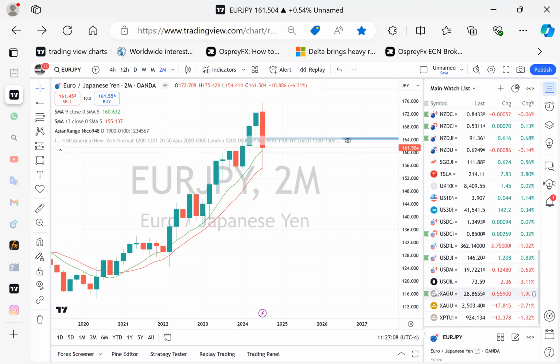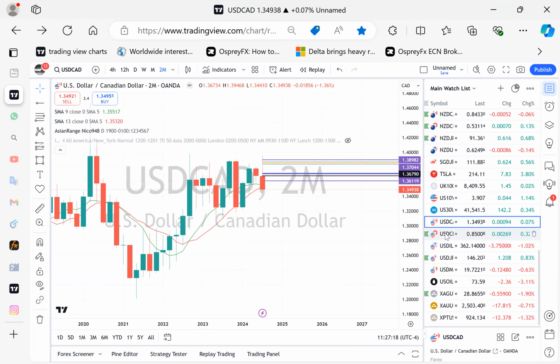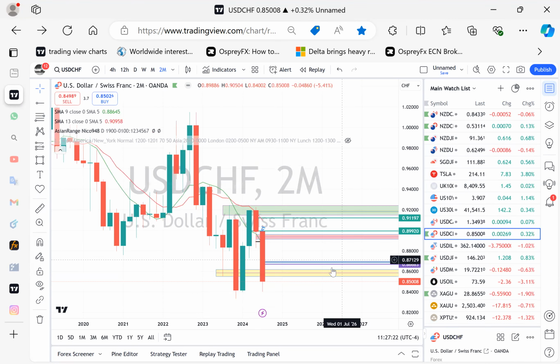Which one of them was the chef pairs? Was it USD chef? Okay, USD chef. I would be cool with this buy-up, right? So I have 2 or 3 pairs that I'm comfortable with taking for my monthly trade.